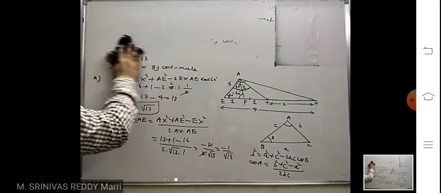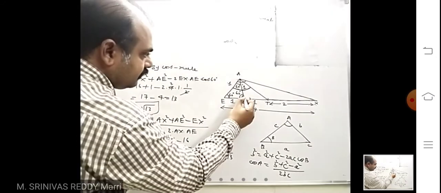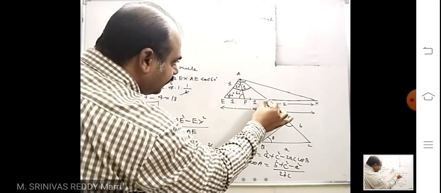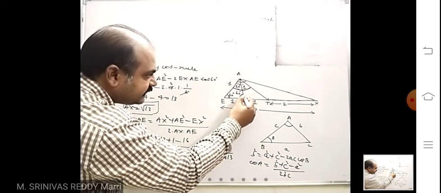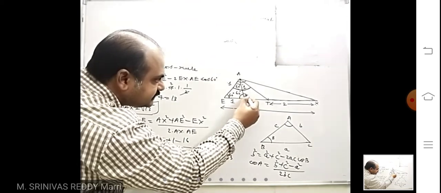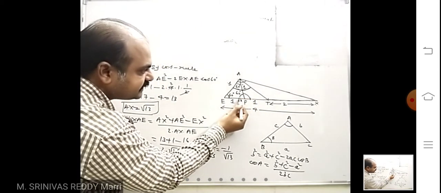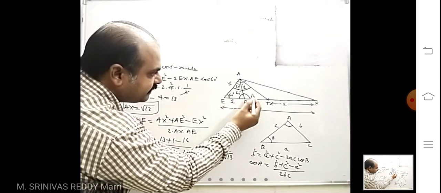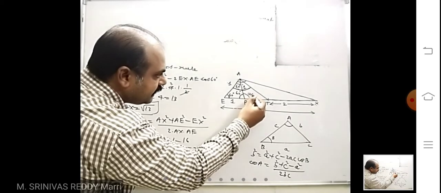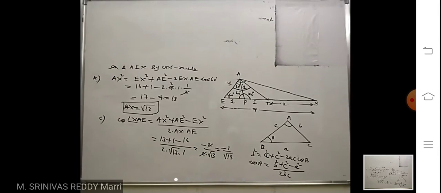If you look at the triangle APT, look at this angle. What is it? 60 degree. This angle will be 180 minus 60, since this is a straight line. That means this angle will be 120 degree. That angle is nothing but 120 degree.